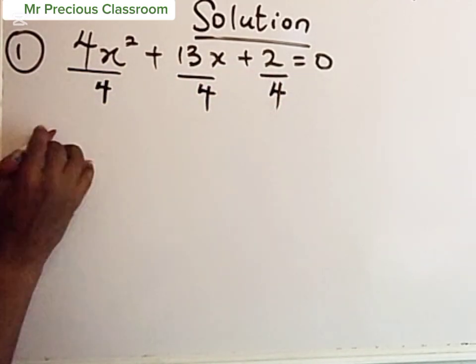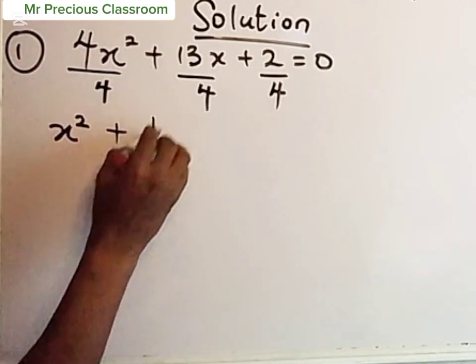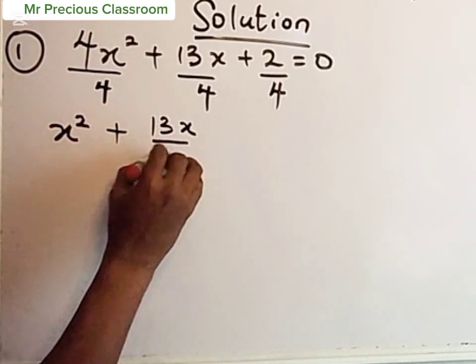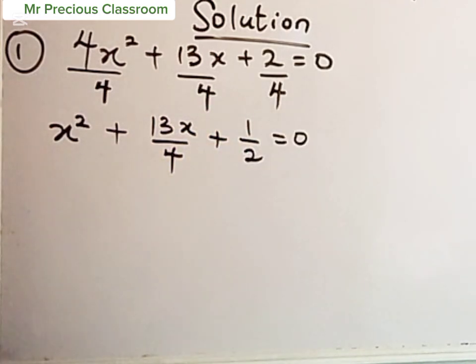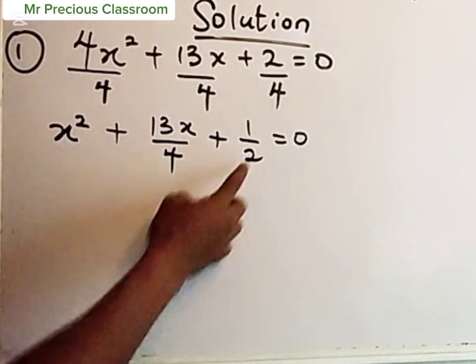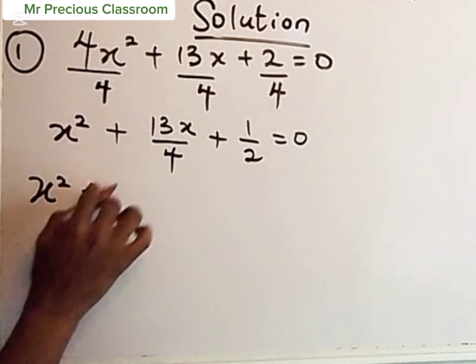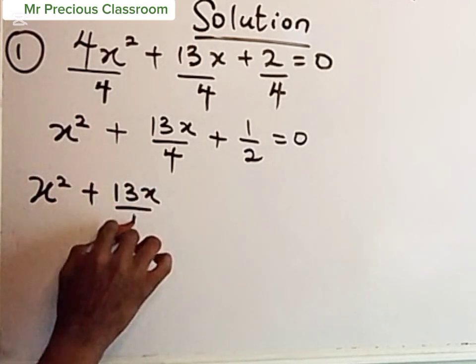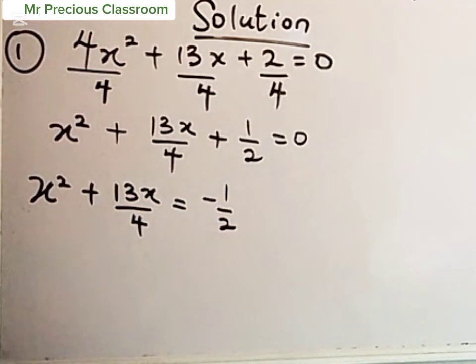So our new equation becomes x squared plus 13x over 4 plus 1 over 2 equals 0. We can just take this 1 over 2 to the other side. We'll have x squared plus 13x over 4 equals minus 1 over 2. Alright, now we can get our answer by using the completing the square method.